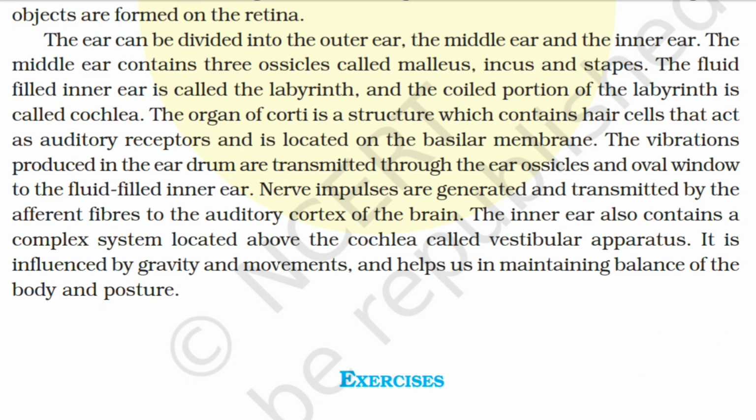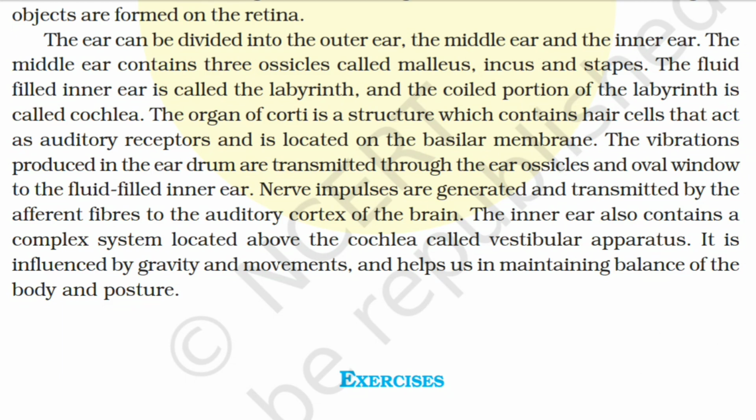The ear can be divided into the outer ear, the middle ear, and the inner ear. The middle ear contains three ossicles called malleus, incus, and stapes. The fluid-filled inner ear is called the labyrinth, and the coiled portion of the labyrinth is called cochlea. The organ of Corti is a structure which contains hair cells that act as auditory receptors and is located on the basilar membrane.